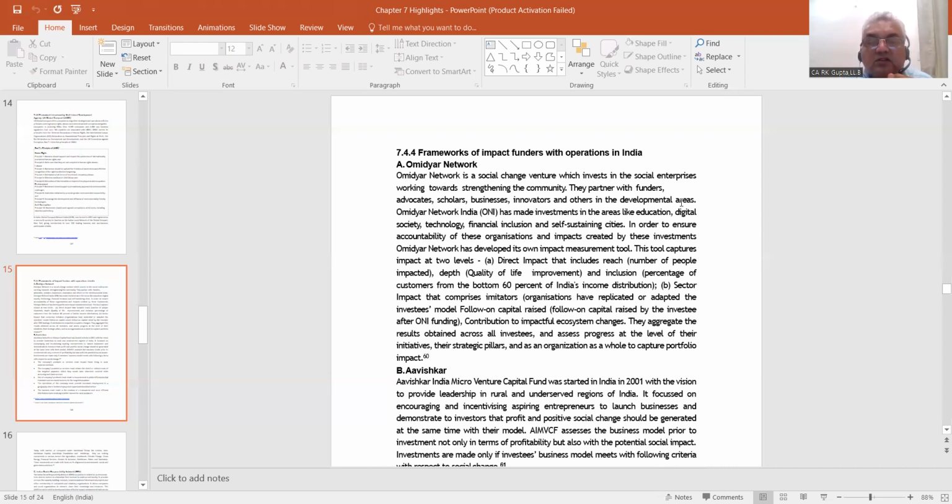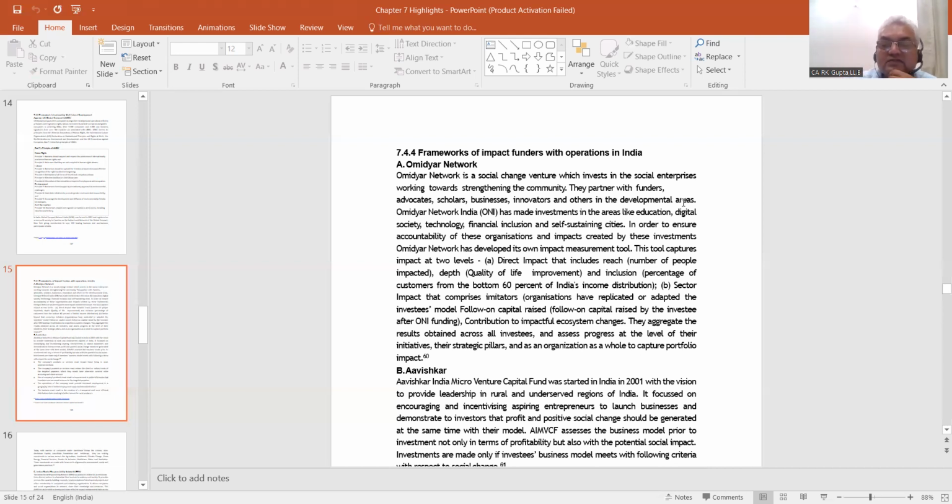Next is the Avishkar model. So Avishkar India Micro Venture Capital Fund was started in 2001. What was the vision? The vision was to provide leadership in rural and underserved regions of India. So it focused on encouraging and incentivizing aspiring entrepreneurs to launch businesses and demonstrate to investors that profit and positive social change should be generated at the same time with their model. So AIM VCF assesses the business model prior to investment, not only in terms of profitability, but also with the potential social impact.